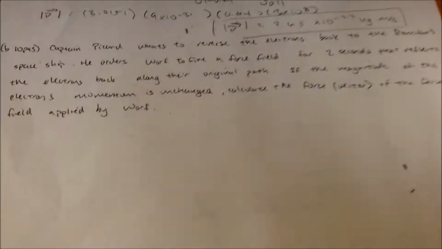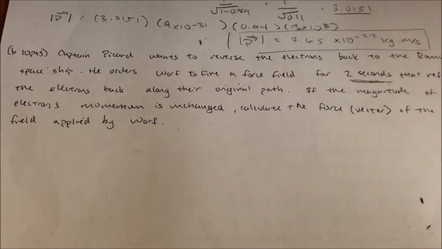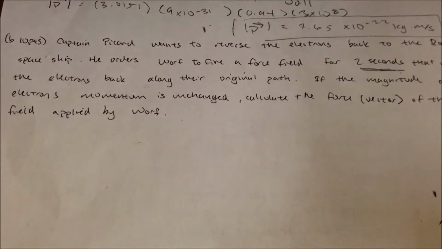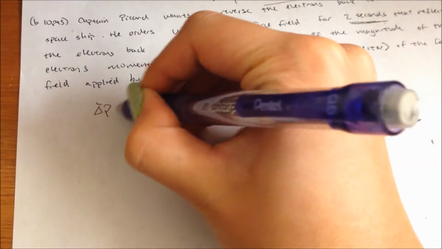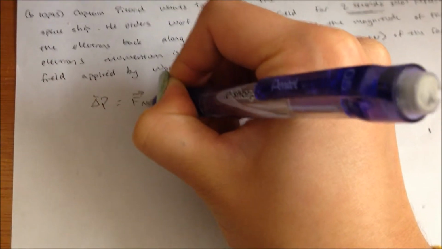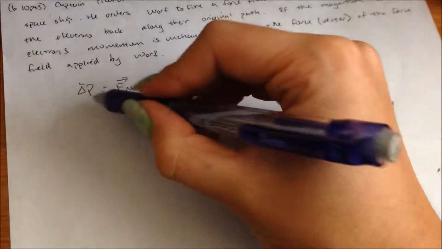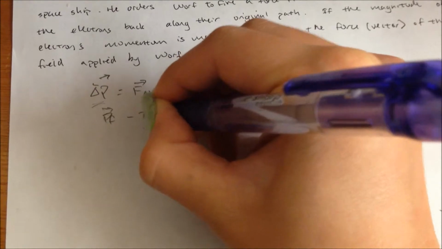In this case, the important pieces of information are that the time of the burst is 2 seconds, and that the electrons are getting reflected back on their original path. So you can use the momentum principle, which is that the change in momentum is equal to the net force applied times the amount of time that that force was applied for. The change in momentum is the final momentum minus the initial momentum.